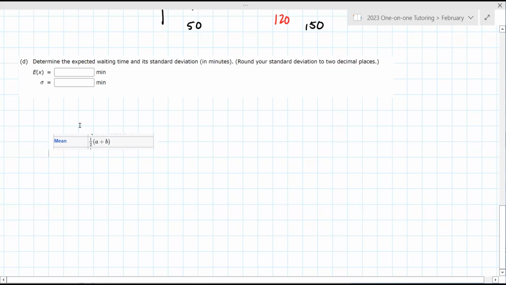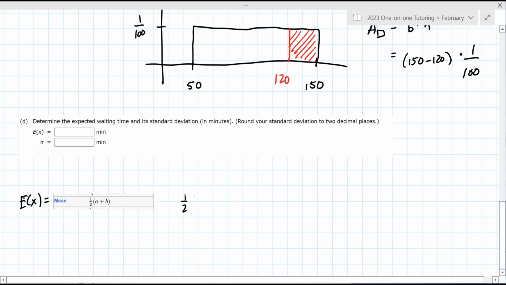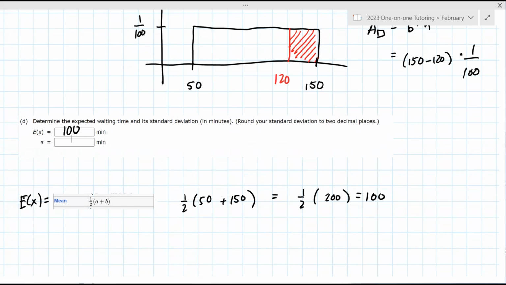The expected value of X is the mean. So what is this A and B? A is the starting value. B is the ending value. So it's 1/2 of 200, which is 100 minutes. It's the number that's right in the middle. Now the sigma comes from the variance. So sigma, the standard deviation, comes from the variance here. So we get this number, but we have to take the square root of it.